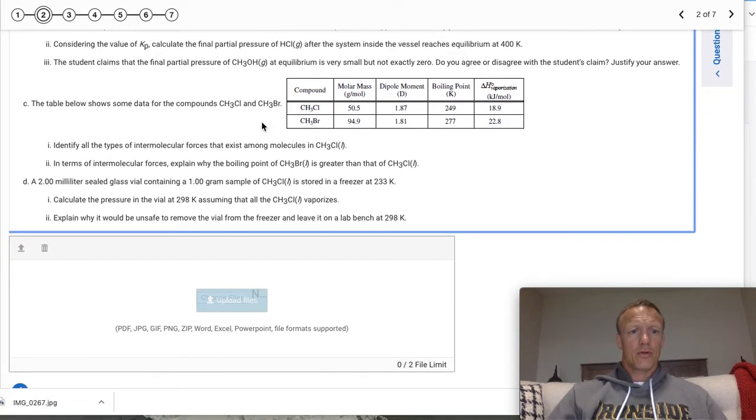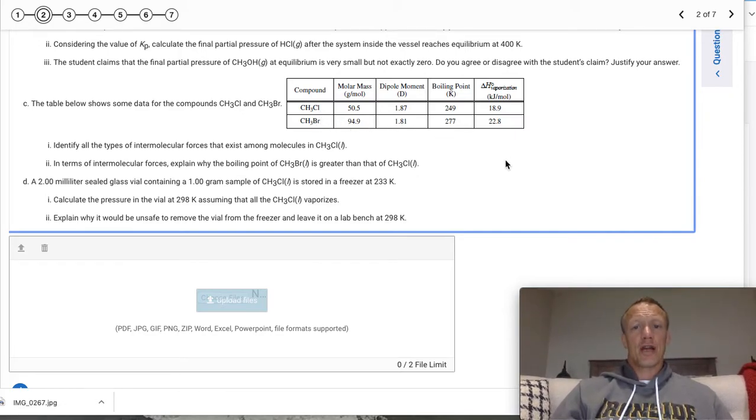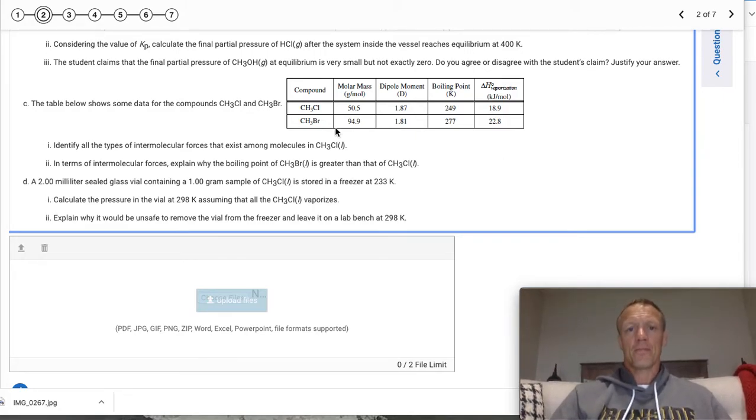The next table shows data for CH3Cl and CH3Br. So let's look at this data real quick. The molar mass of CH3Cl is way less than this because this has got a bromine, this only has a chlorine with it. If you drew a picture of this, you'd have a carbon in the middle, hydrogens coming off three sides, and a chlorine on one side, and then the bromine would be just the same thing with just a bromine there. Bromine is a much larger atom than chlorine.